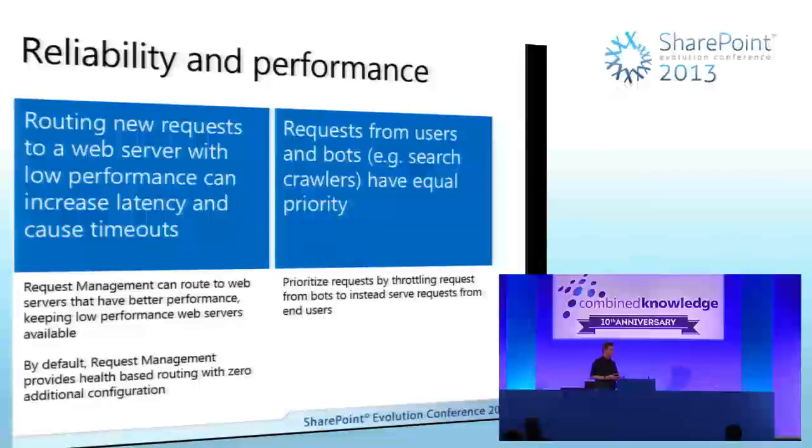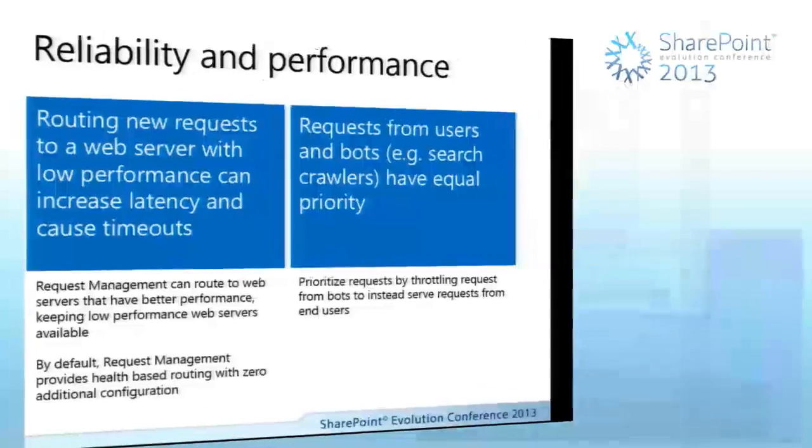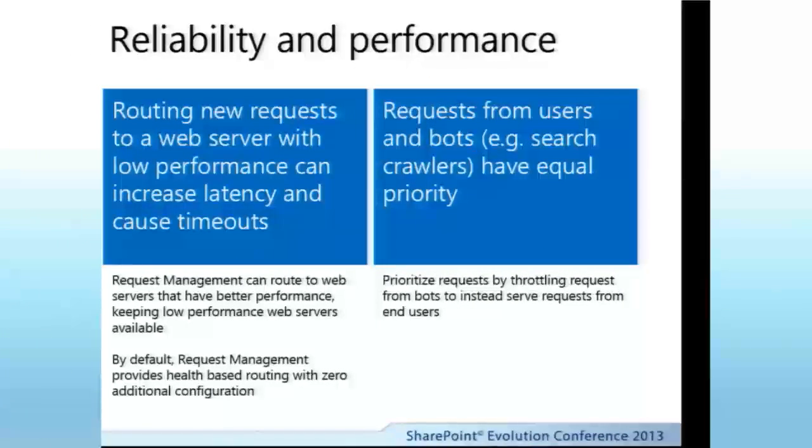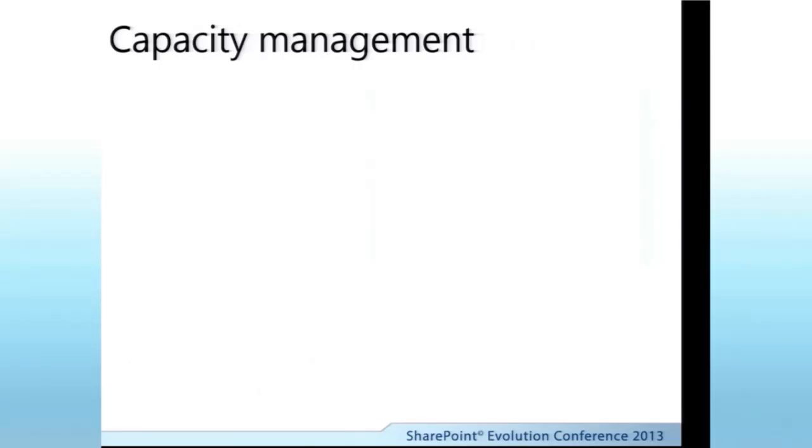We can also use it from a reliability and performance perspective to make sure certain types of traffic go to specific machines. A couple of examples on the slides include we want to prioritize end user traffic over the traffic that might be coming from a search crawler or bot that's crawling our site. That's most common in internet scenarios, but it could also be true inside the organization. So depending on the type of client that's coming in, we can route to specific machines or prioritize them differently.